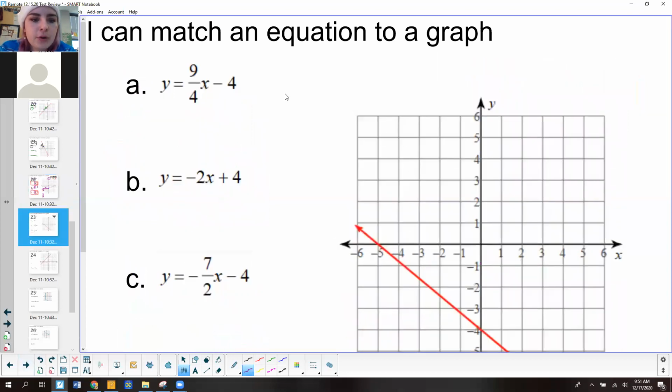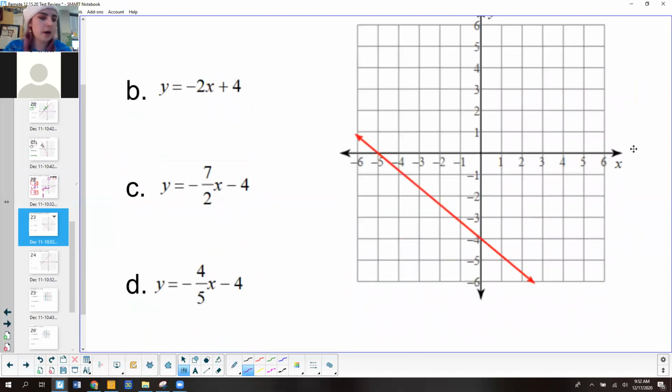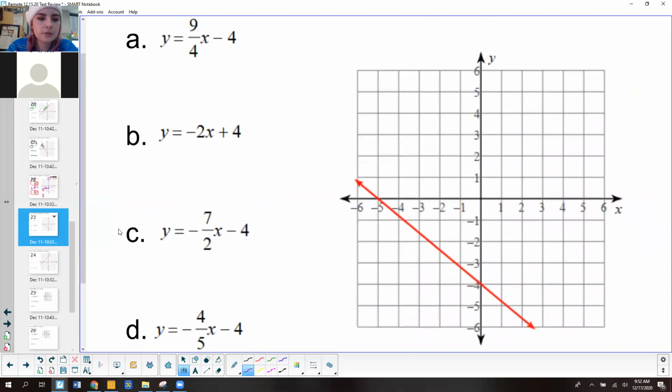All right, I can match an equation to a graph. We're going to do this one more time. So first of all, is this a negative or a positive slope? Type it in the chat. Negative or positive? This is our last one we're going to do like this, so it's good practice though. So look at that red line. Is that a negative or a positive slope?